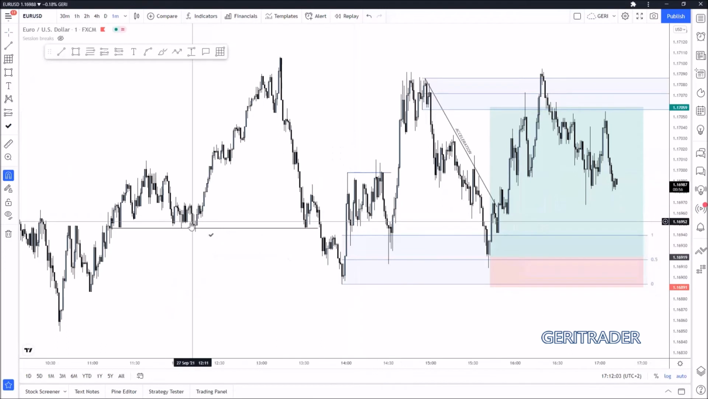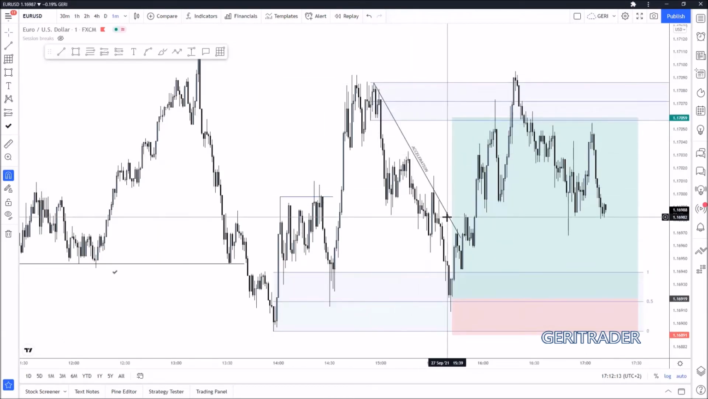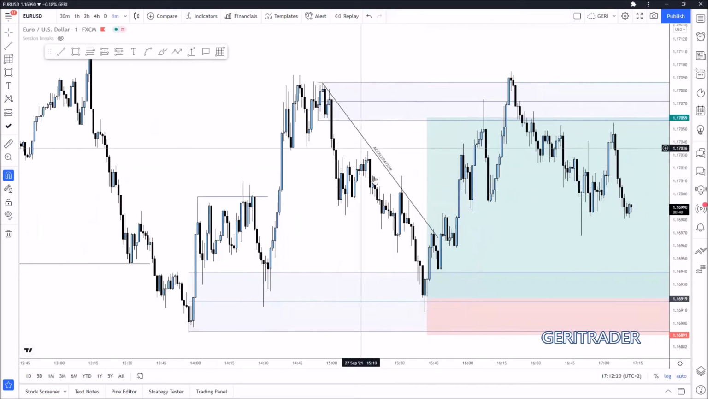So I recognized this, as I said before, as equal lows. We take liquidity below, we start breaking highs and printing higher lows, and I saw this very strong acceleration. So if you check the latest video on my YouTube channel, guys, you can check it out. I talked about this acceleration.